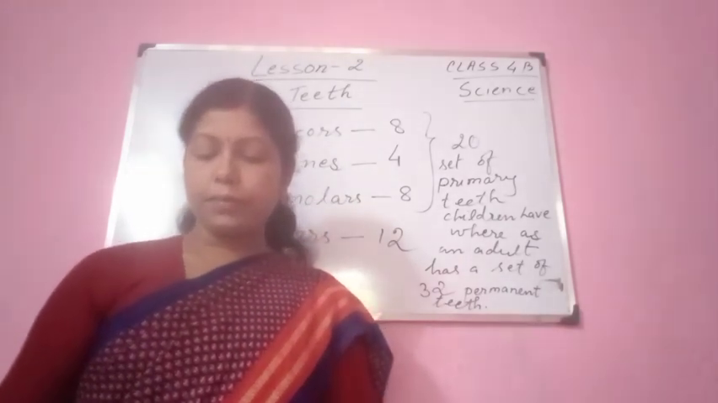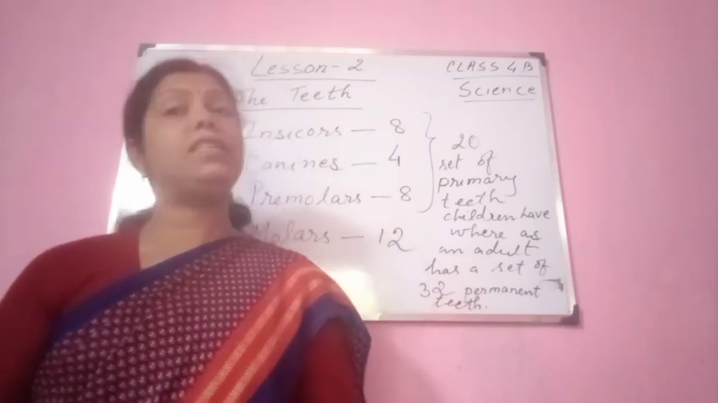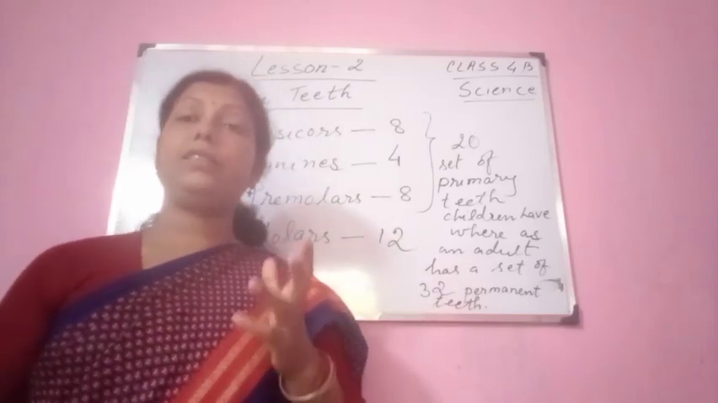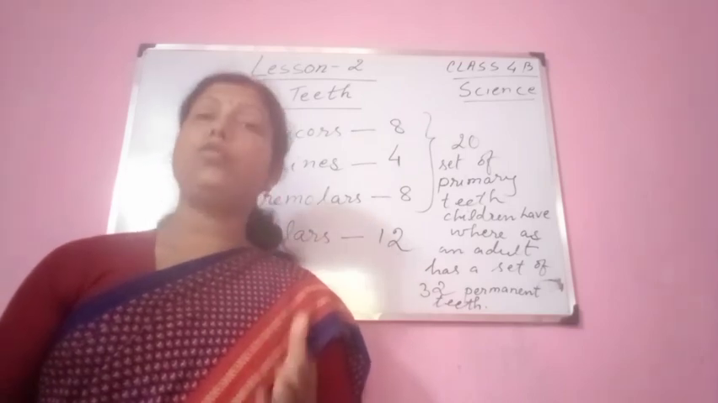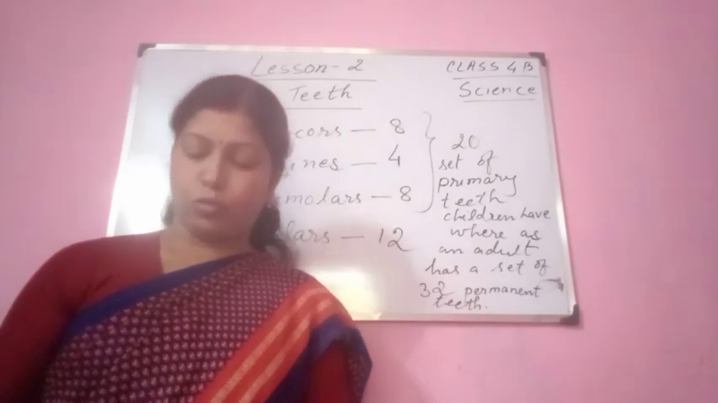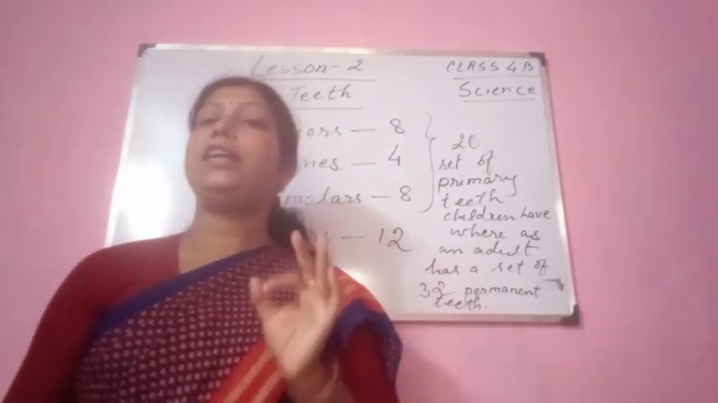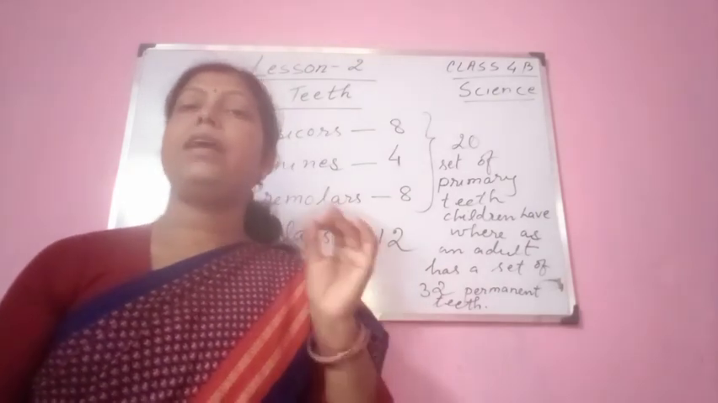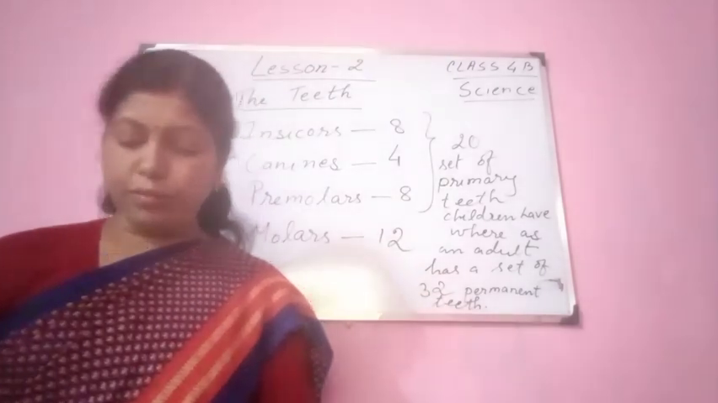It is harder than bone and protects the tooth from decay. It is very hard, harder than bone also. It protects the tooth from decay, so that your tooth is not decayed. It is made up of minerals. What type of minerals? Calcium and phosphorus.